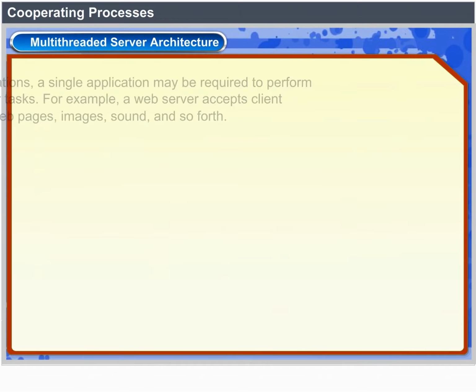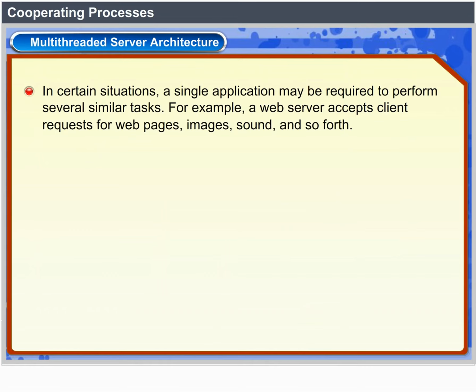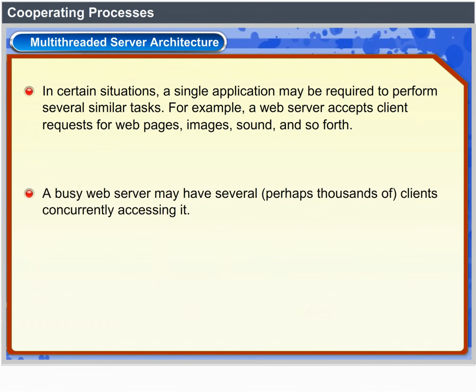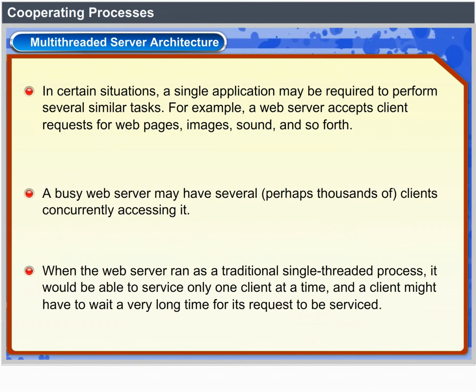In certain situations, a single application may be required to perform several similar tasks. For example, a web server accepts clients' requests for web pages, images, sound, and so forth. A busy web server may have several, perhaps thousands of, clients concurrently accessing it. If the web server ran as a traditional single-threaded process, it would be able to service only one client at a time, and a client might have to wait a very long time for its request to be serviced.